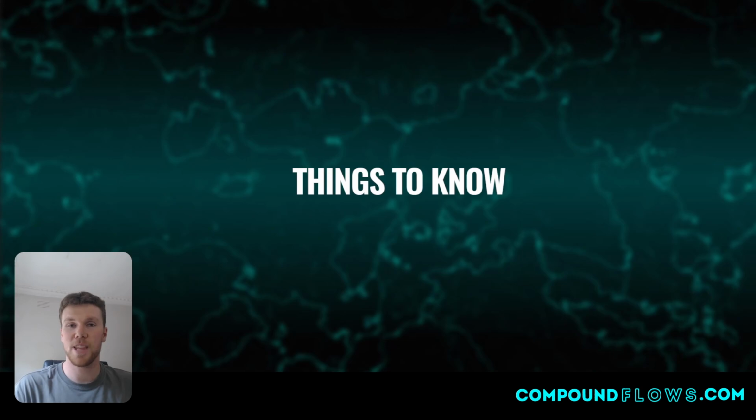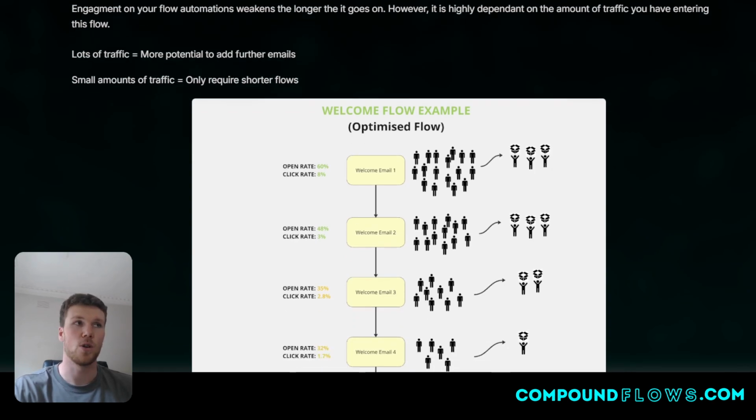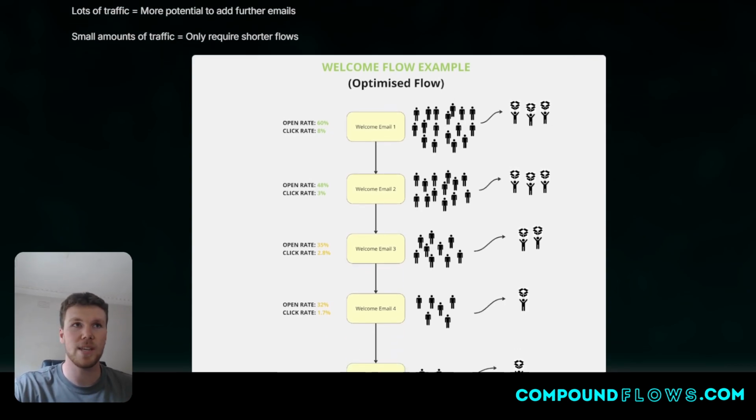Okay, first off, some things to know, and this should give you some context on how these flows actually behave. First thing to note is that naturally flow automations weaken as the flow goes on. So they are very highly dependent on the amount of traffic volume that you've got flowing through your store. So if you've got lots of traffic, you're able to extend these flows a lot longer than normal. But if you have smaller amounts of traffic, you may only need a very short 3 to 4 email flow.